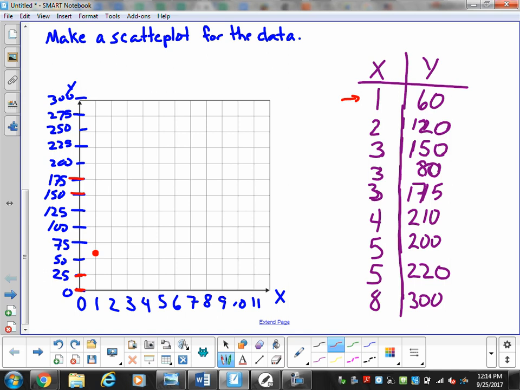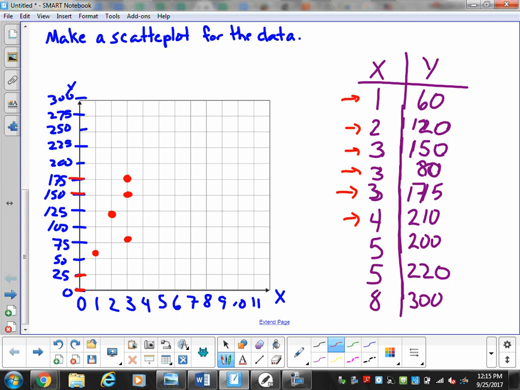The next one is 2 and 120. So I'm going to go over to 2 on the bottom, and I'm going to go up to almost the 125 line and put a dot there. The next one is 3 and 150. This one's nice because it's both on a line. I go over to the 3, and I go up to the 150 and put that dot. Then also on 3, I'm going to go up to only 80, so that's right above the 75 one. And then I'm also going to go from 3 to 175, so there's another dot there. Okay.